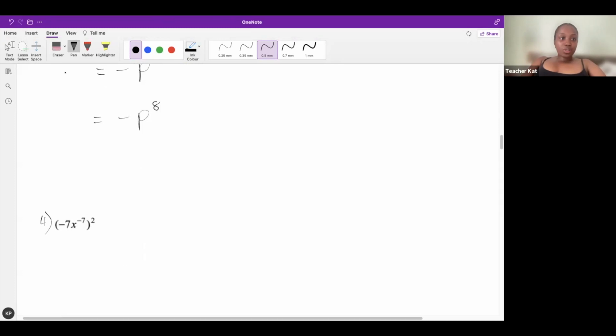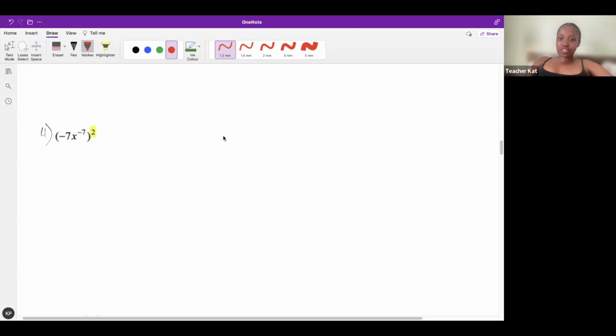Okay, let's get to number 4. What do we do with an exponent that is outside a power again? So this 2. What are we going to do with this 2? We're going to distribute. Ashley said my magic word without me asking for the magic word. We're going to distribute. So -7 is going to get the power of 2, and my x is going to get the power of 2. So then I'm going to have -7 all squared, and then x to the power of -7 all squared.